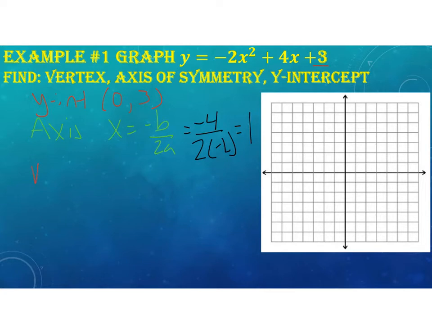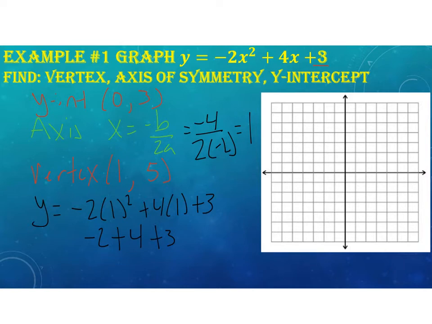Because we have the axis of symmetry, we also have half of the vertex. We have the x value. To find the y value for anything, you can just plug in. So I'm going to go back to my original equation, y equals, and for every x I'm going to plug in a positive 1. Quick evaluating, 1 squared is 1 times negative 2, negative 2, plus 4 times 1. If we combine all these values, we get y is 5.